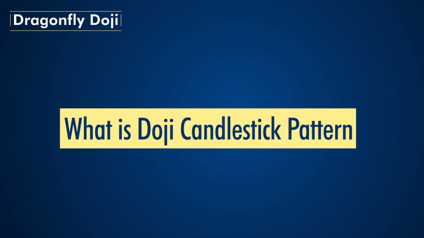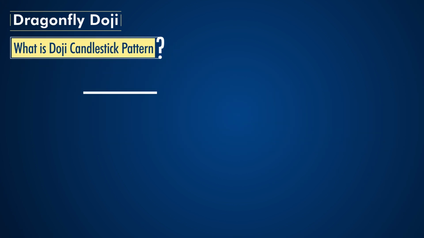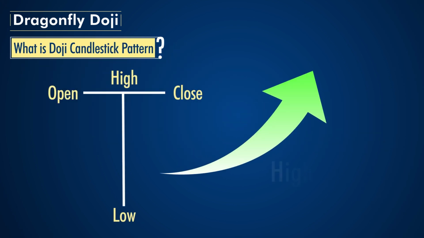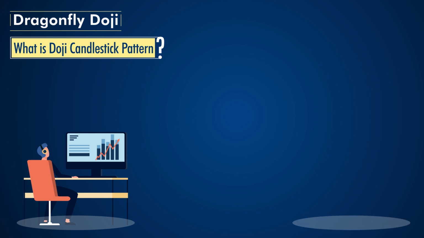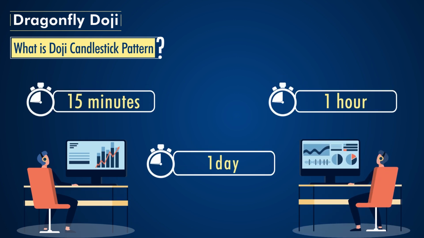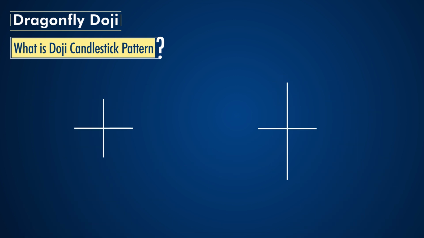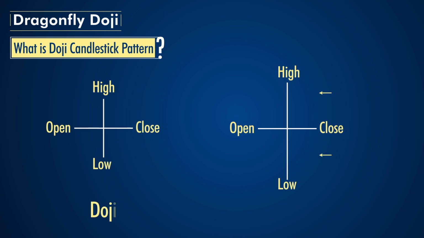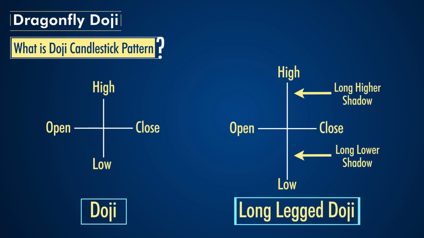What is a doji candlestick pattern? The doji candlestick pattern can lead to high profits in trading. The versatility of this candlestick pattern is appreciated by all types of traders for different time frames. It is a formation that occurs when a market's open price and closing price are almost exactly the same.